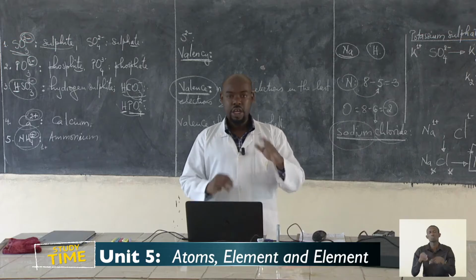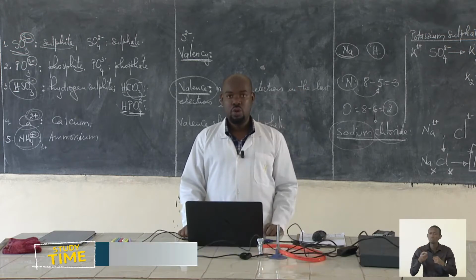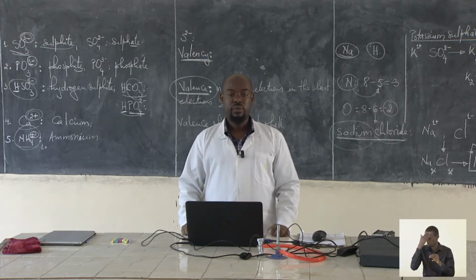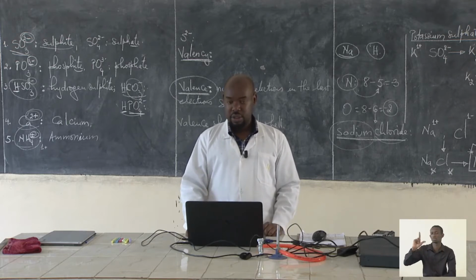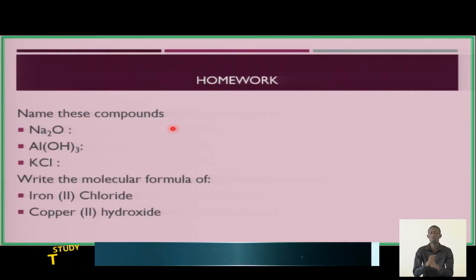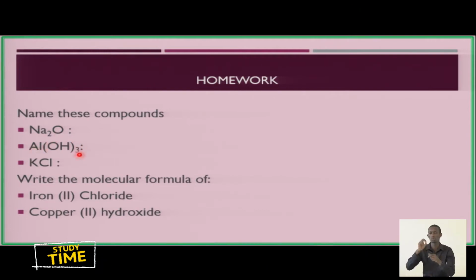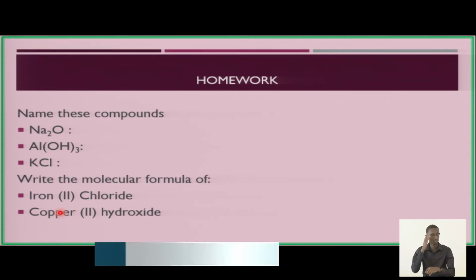Just combine the names. If there is a possibility of having 2 different ions coming from the same element, don't forget to indicate the valence of that part. Homework, name these compounds. Na2O, Al(OH)3, and number 3, KCl. Exercise number 2, write the molecular formula of iron 2 chloride. And number 2, copper 2 hydroxide. You will try this when you get time, and I'm very sure you will do them well.